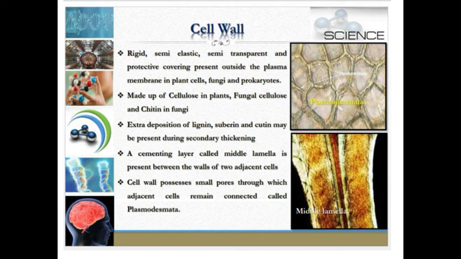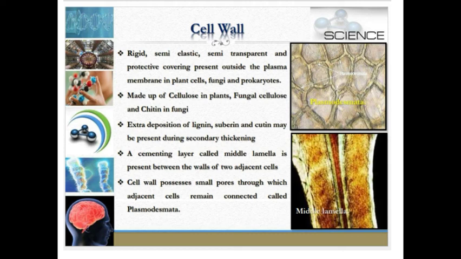Okay, children. So the cell wall is a rigid, semi-elastic, semi-transparent and protective covering which is present outside the plasma membrane in the plant cell, fungi and prokaryotes. The cell wall is made up of cellulose in plants and chitin in fungi. Some extra deposits of lignin, suberin and cutin are present in the secondary thickening of the cell wall.